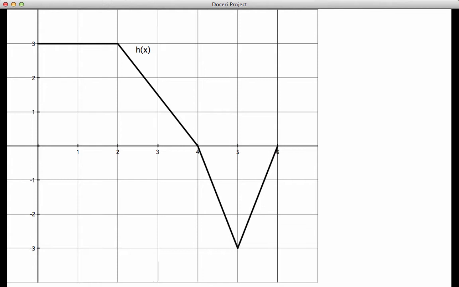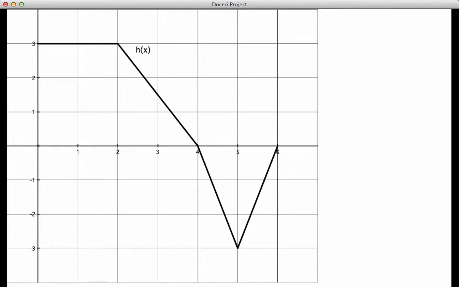Hello again, and welcome to another screencast where we're going to be thinking about computing the exact values of a definite integral. This time we're going to be focusing on how to use definite integral properties to help us calculate definite integral values. We're going to start with this function h of x here, and as you can see, this goes from 0 to 6 on the x-axis.